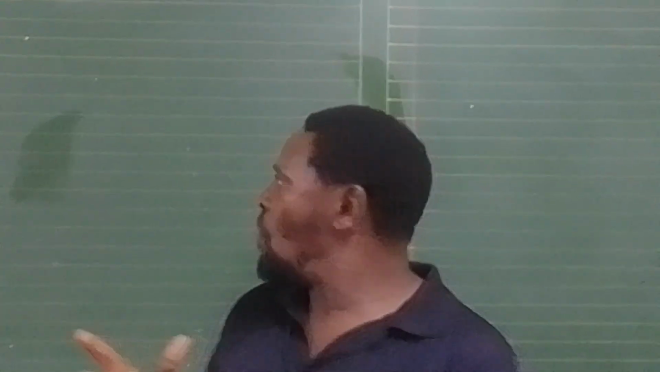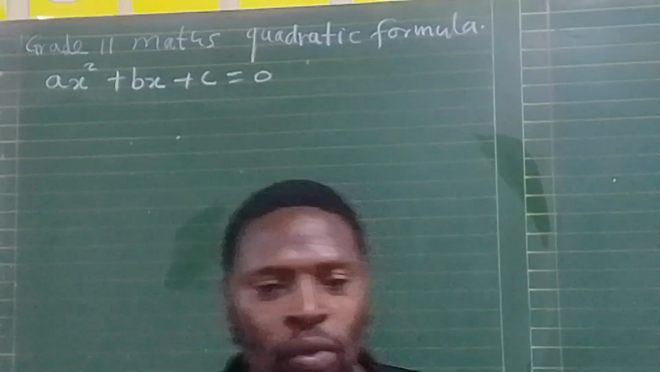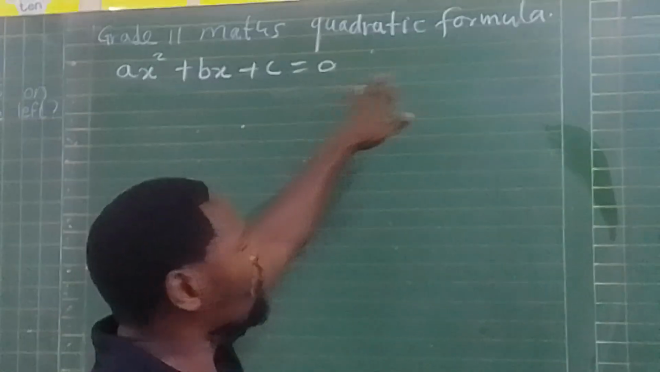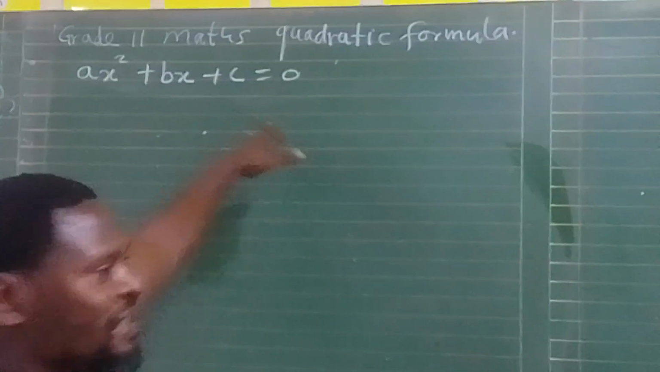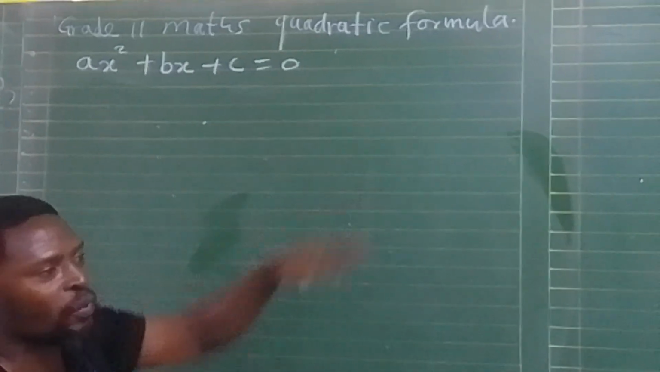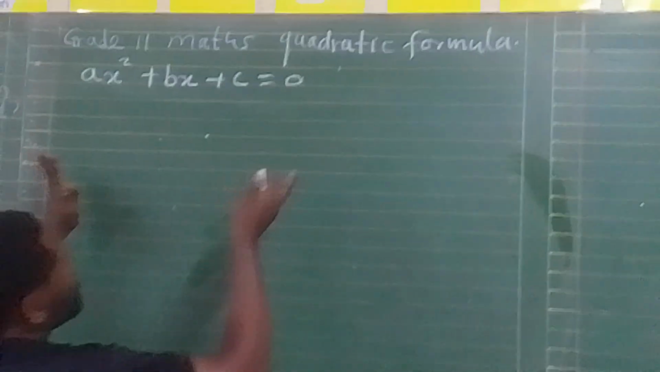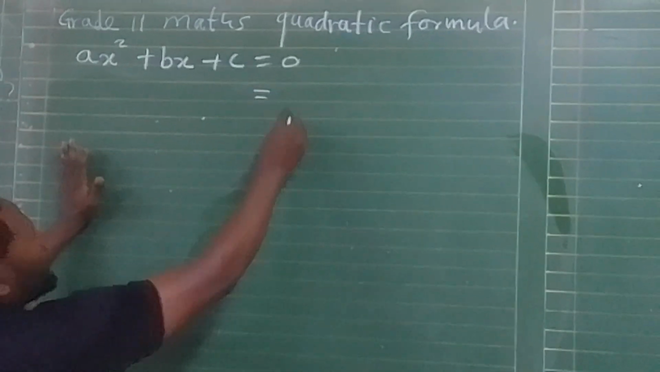We are doing grade 11 mathematics. Today's topic is going to be the quadratic formula. We are going to show you how we come about this formula from the quadratic equation. You are given the quadratic equation that goes like ax squared plus bx plus c is equal to 0. Now what do we do? We are going to work thoroughly.